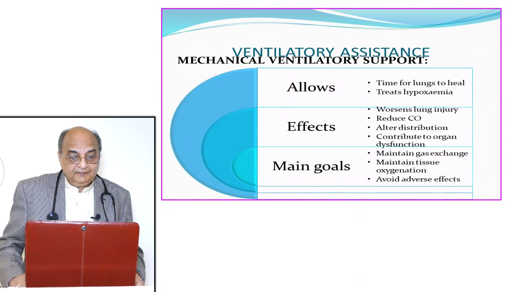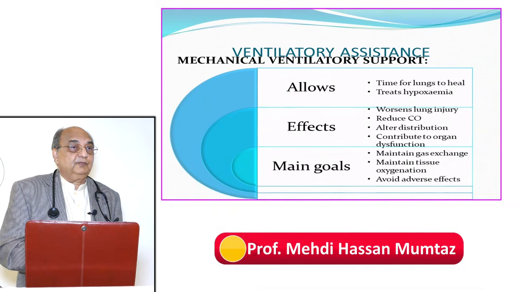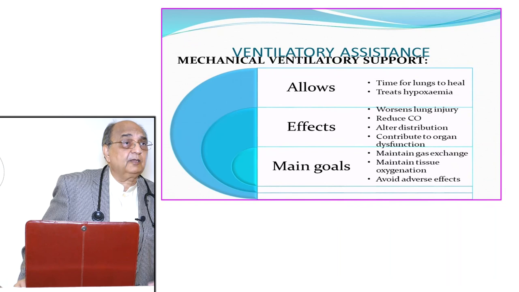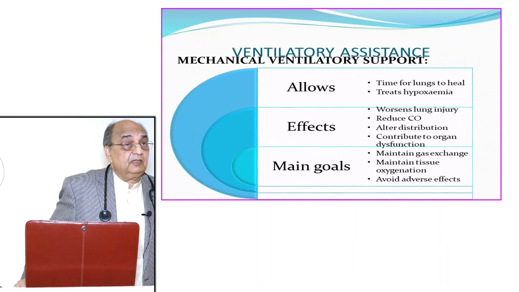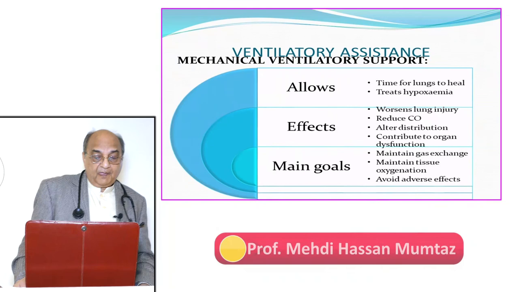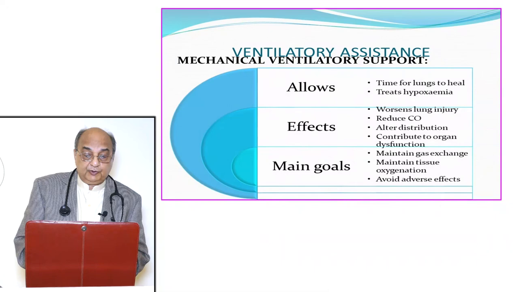But putting the patient on a ventilator is for benefit, because we want to improve the oxygenation and remove the carbon dioxide. That is the whole objective. The main objective is to improve the oxygenation. We don't care about carbon dioxide so much, because in some patients we sometimes let the carbon dioxide build up. This is called permissive hypercapnia. Intentionally, we increase the carbon dioxide because we want to ventilate with a low tidal volume so that there is no trauma. So the main goal is to maintain gas exchange, maintain tissue oxygenation, and avoid adverse reactions.